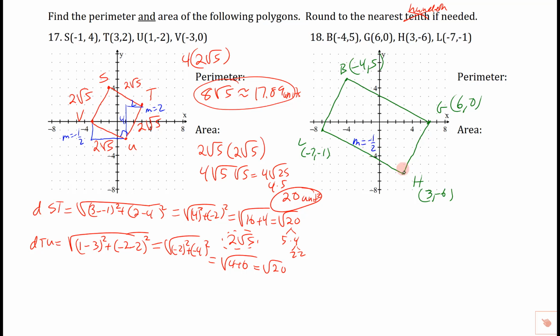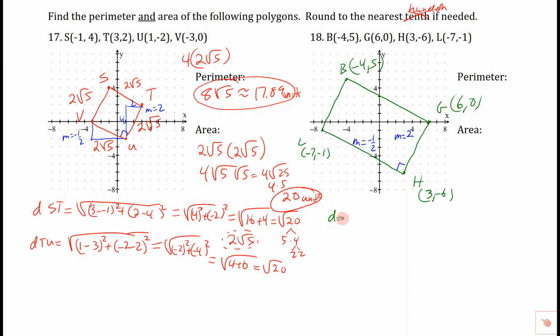Let's check this one over here. We would rise 1, 2, 3, 4, 5, 6, and then over 1, 2, 3. So if we did rise over run on this one, 6 over 3 would be 2. That means the 2 of these are perpendicular. That means we're going to be able to use this as the base and this is the height. Or I guess we could do it the other way if you wanted to. So let's go ahead and find this distance right here. Let's find from G to H.